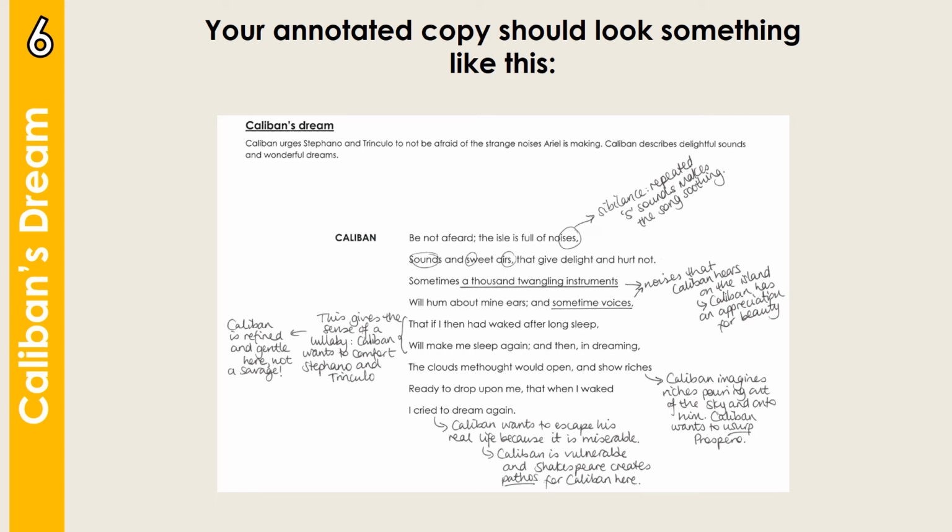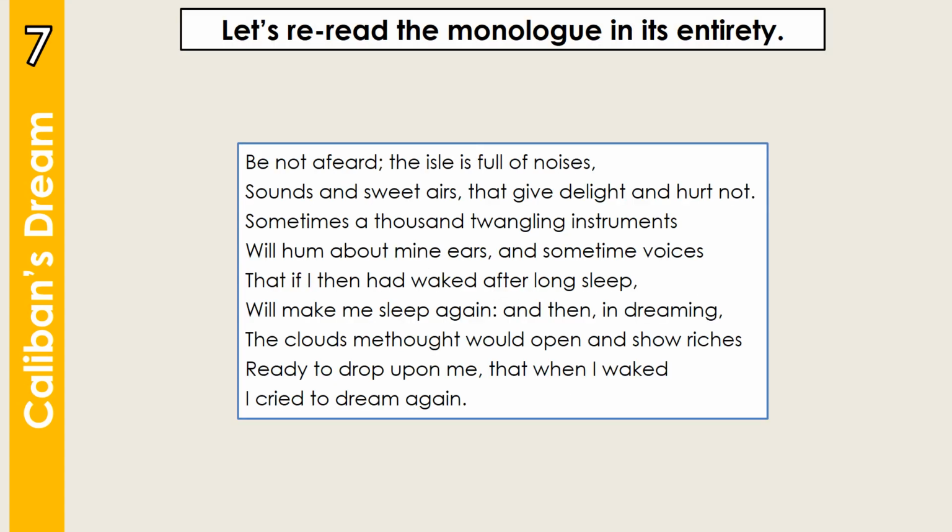So at the top, sibilant's repeated S sound makes the song soothing. Noises that Caliban hears, he's got an appreciation for beauty. It gives the sense of a lullaby. He's comforting Stefano and Trinculo. And he's being gentle here, he's not being a savage here. Caliban imagines riches pouring out of the sky in his dream. And Caliban wants to escape his real life. His real life's miserable. And this, if you remember that word from last week's lesson, there's pathos. Shakespeare creates pathos for Caliban here. Pathos would be a super word to use in your annotations.